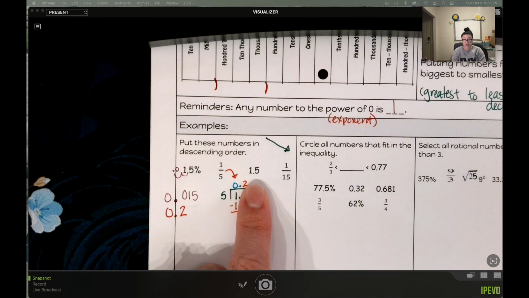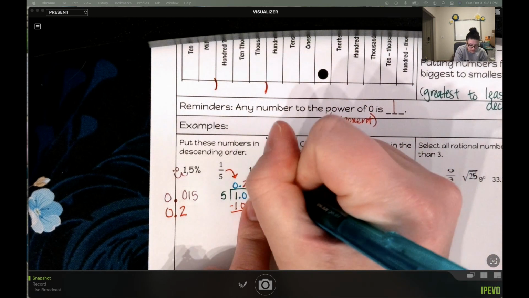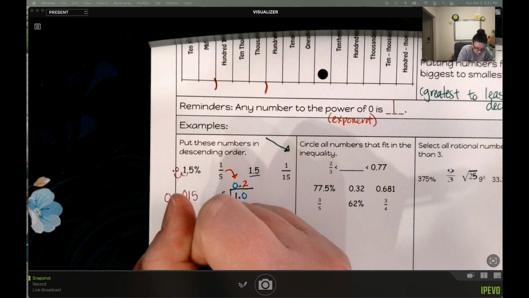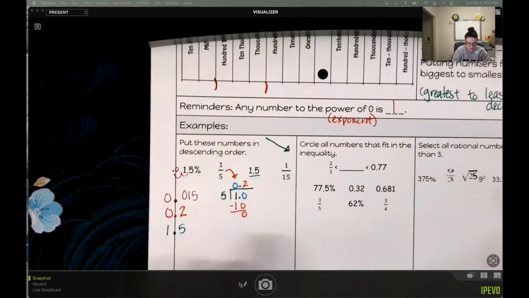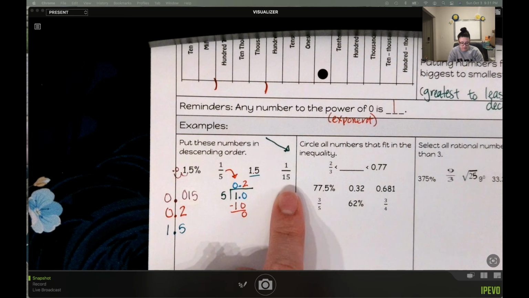This next one, 1.5, they did the work for us. So kind of them, already in decimal form. 1.5. And the last one, 1/15. What do we got to do again? We got to divide.